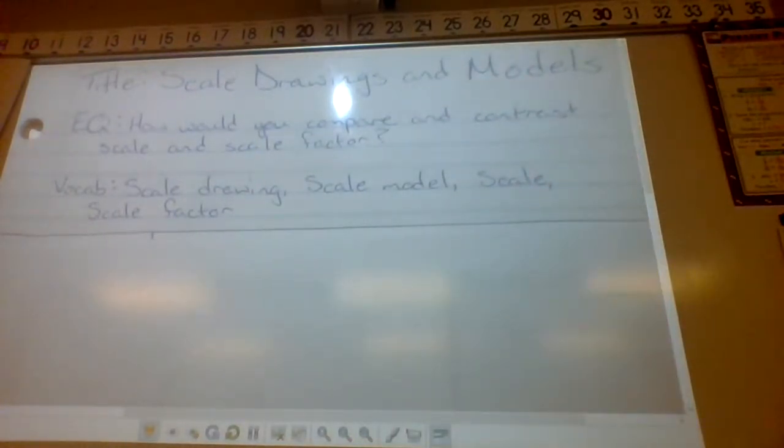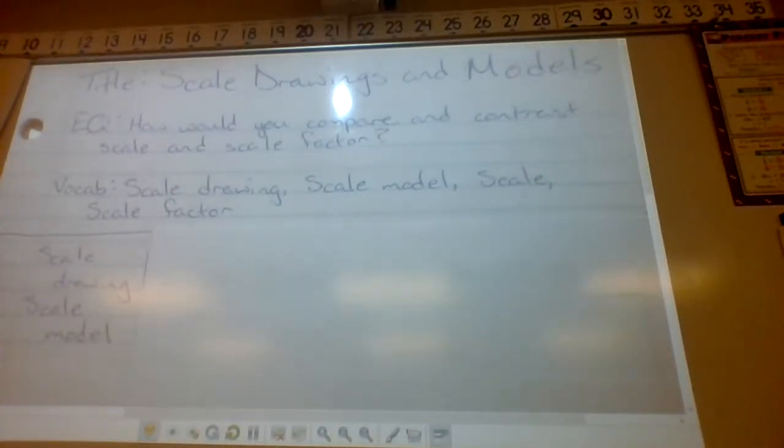All right, so the first thing we're going to talk about is scales. The fun scale type stuff. This actually goes perfectly with what we are doing, which is why we are combining them. So we're doing scale drawing and scale model.